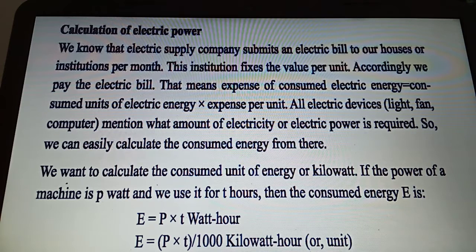We want to calculate the consumed unit of energy or kilowatt hour. If the power of a machine is P watt and we use it for T hours, then the consumed energy E is equal to P into T watt hour. That is, E is equal to P into T by 1000 kilowatt hour, that is 1 unit.